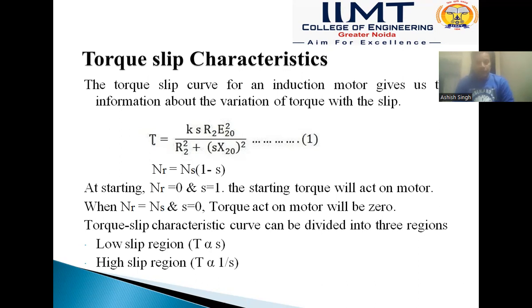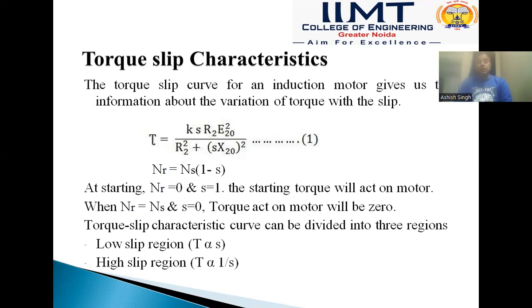After putting the value, we get that torque in the low slip region is directly proportional to slip. In the second region, the high slip region, the value of S is considerably high. So the value of S square X2 square is much higher than R2 square. So in the second case, we neglect R2 square as compared to S square X2 square, because the value of R2 square is much lesser than S square X2 square.